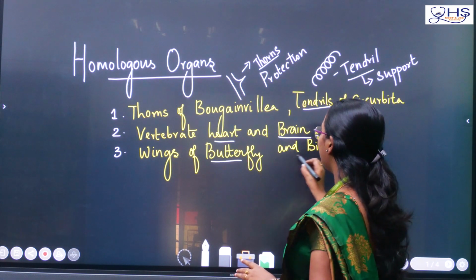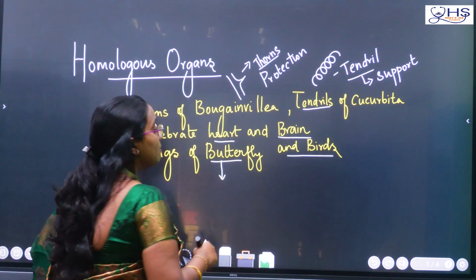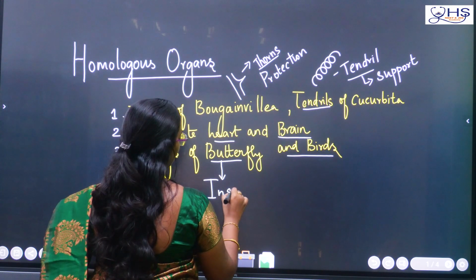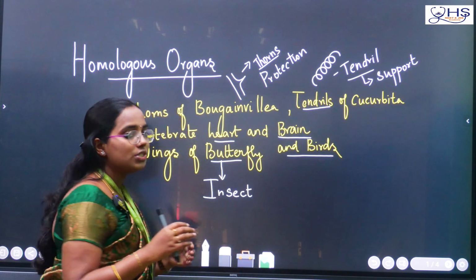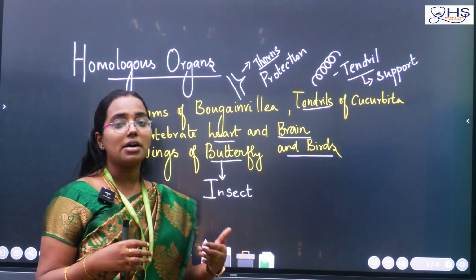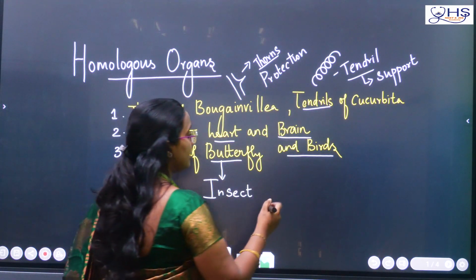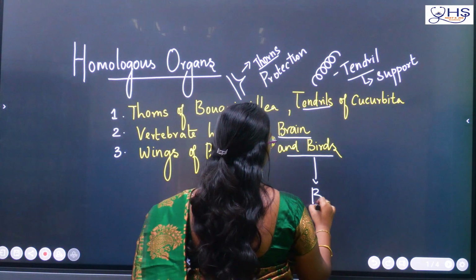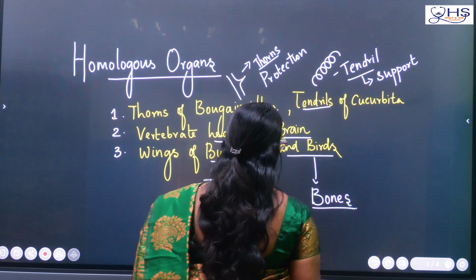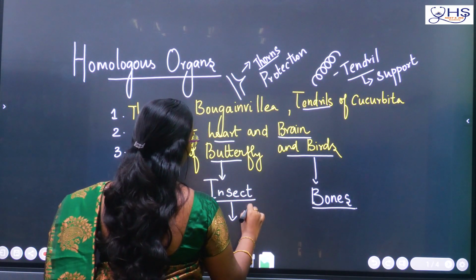Next, the wings of butterfly and wings of birds. So now we know what a butterfly is. Butterfly is an example of an insect, and its wings are very light. But if you check birds or aves, their wings will be heavy because bird wings are made up of bones. And the insect wing is made up of chitin.